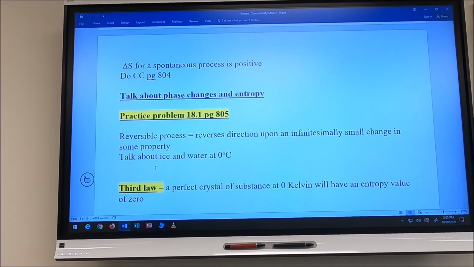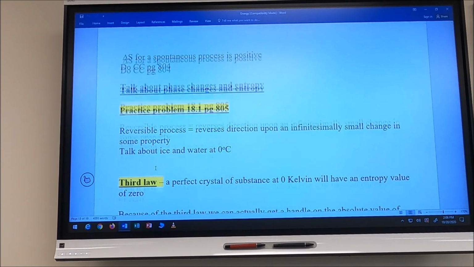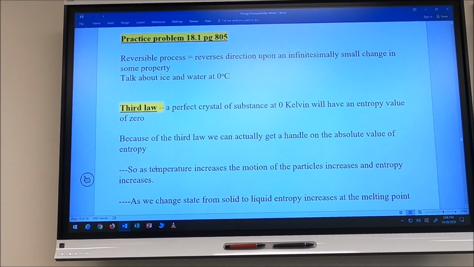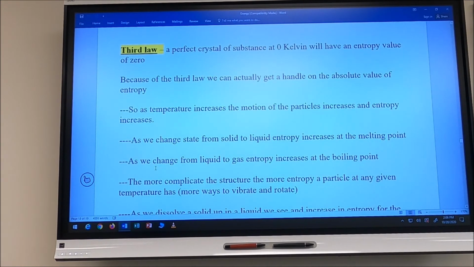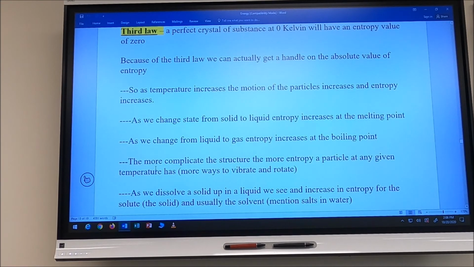Okay? So let's talk about the third law of thermodynamics. The third law of thermodynamics says that a perfect crystal of a substance at 0 Kelvin will have an entropy value of 0. 0 Kelvin, remember, is absolute zero, and it's the theoretical point where all motion stops. Okay? Because of the third law, we can actually get an absolute value for entropies. So we know as temperature increases, the motion of the particle increases, entropy has to increase.